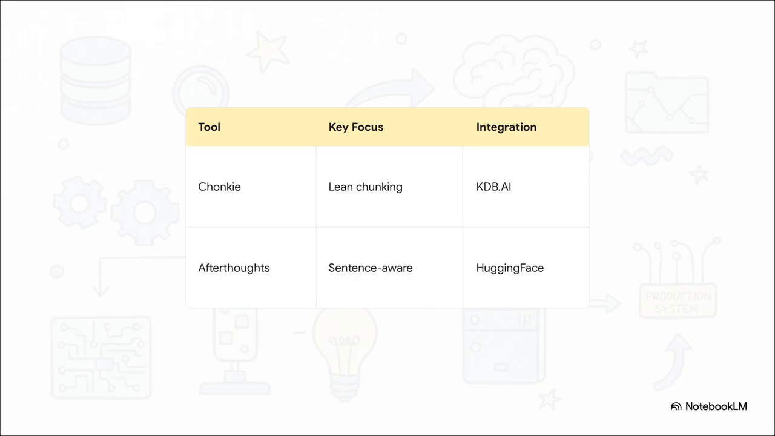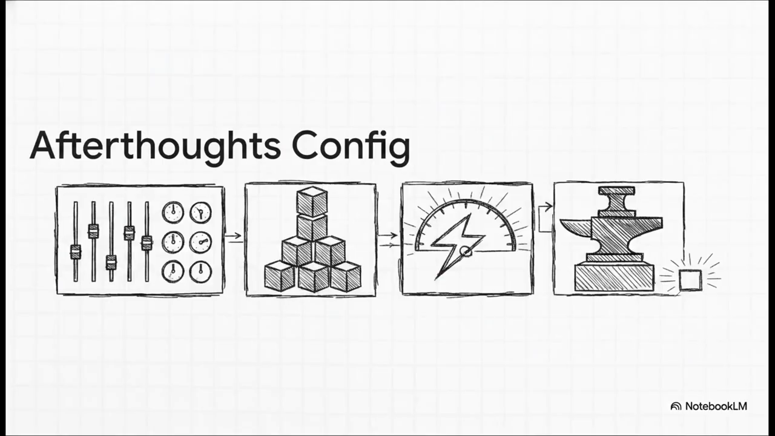And second, we have Afterthoughts, which gives you deep sentence-aware transformer flexibility and integrates beautifully with HuggingFace. Now, if we drill down into Afterthoughts for a second, it offers some serious production-grade optimizations. It allows for highly flexible configurations, letting you test token or sentence-based chunks side by side.